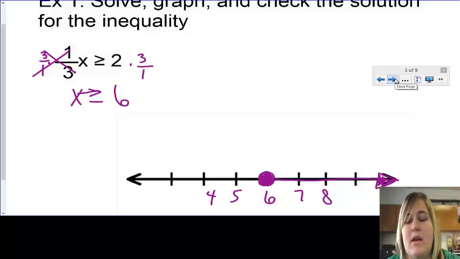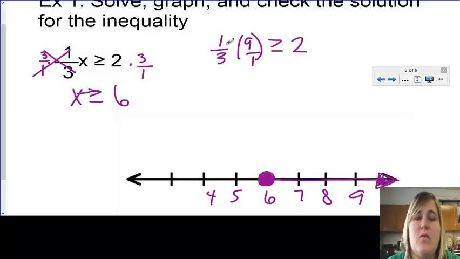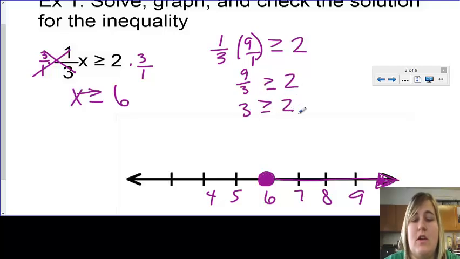It wanted me to check my answer. If I check my answer, let's say I plug in 9 for x. So I would have 1/3 instead of x, I'm going to put 9, and that should be greater than or equal to 2. So if I have 9 over 1, it gives me 9 over 3, which is 3, which is greater than or equal to 2.